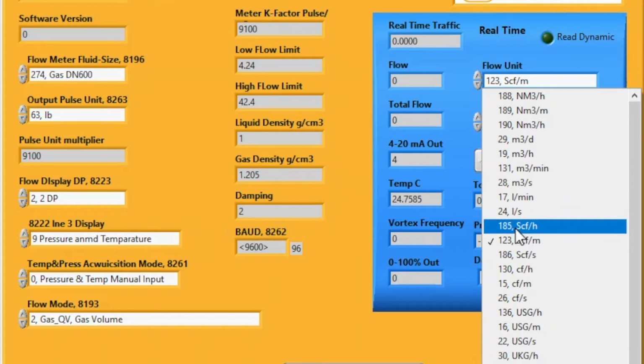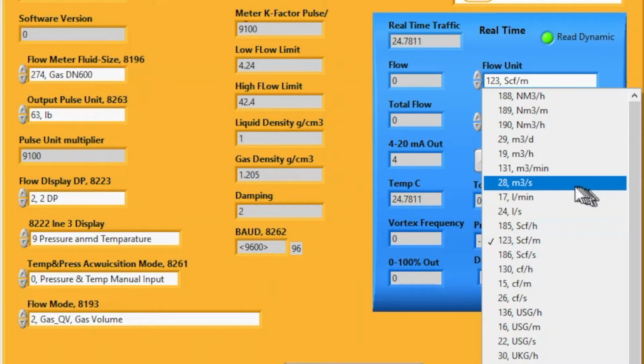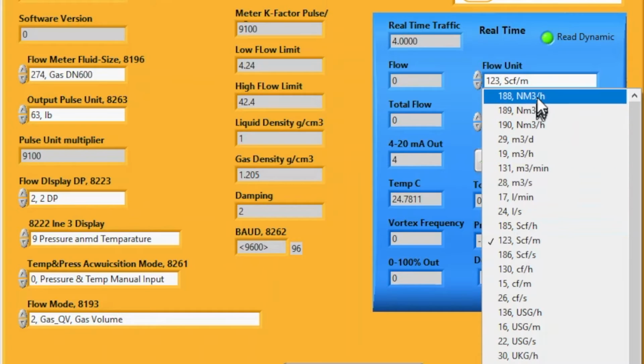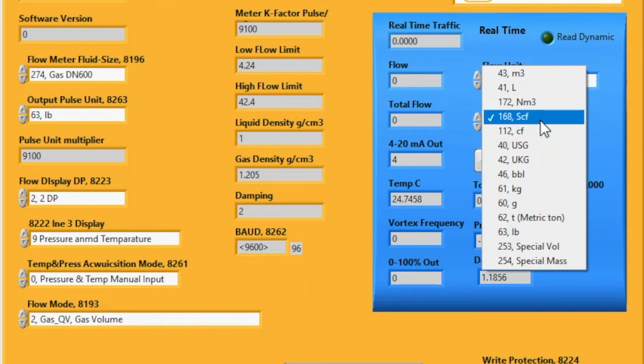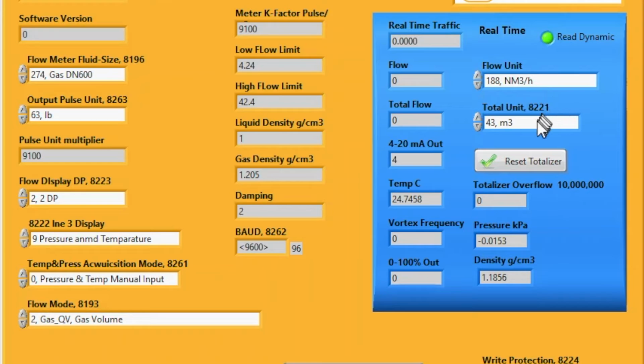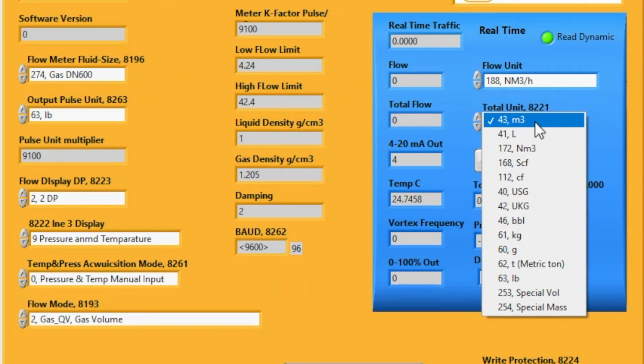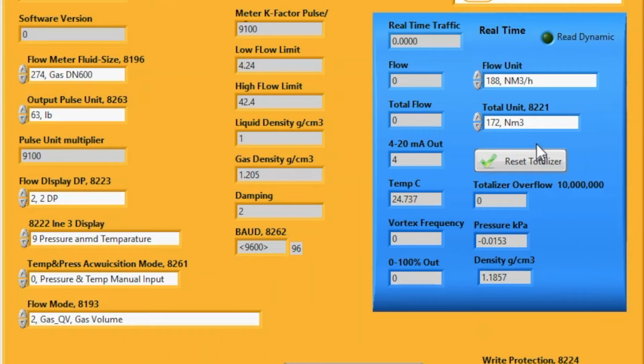This S implies the density at 20 degrees C of whatever material is. If I try to change the units to normal cubic meters per hour, then the display totalizer will be in normal cubic meters. So NM3. So that's this one, different than M3, normal meters 3. So these are for the display.